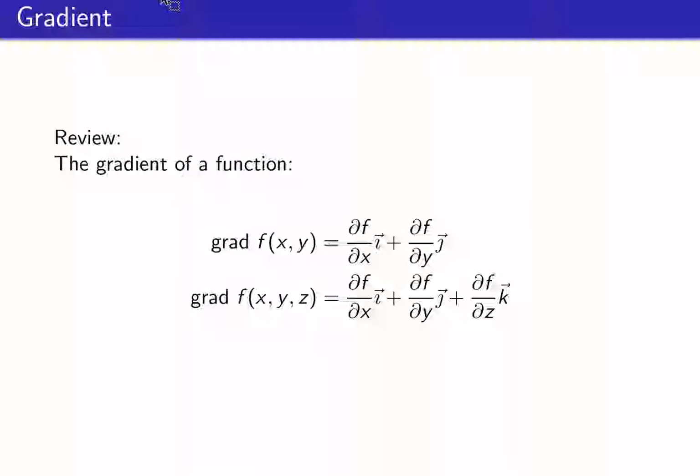Let's review the gradient. This is a gradient of a function of two variables. This is a gradient for a function of three variables. If you have two variables, you just take the partial derivative of f with respect to x and with respect to y and put them together into a vector like this. Of course, for 3 dimensions, you take the partial derivatives with respect to x, y, and z, and put it together into a three-dimensional vector like this. That's what the gradient is.